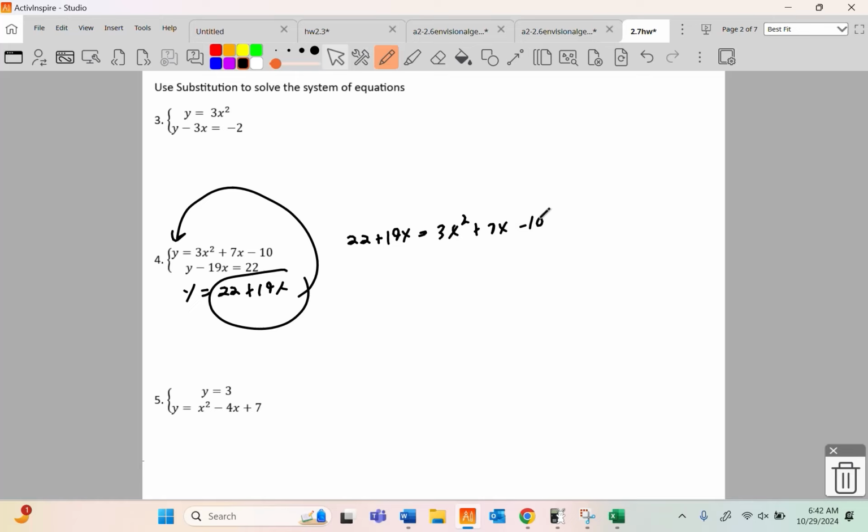I'm going to do a shift right because I want to keep 3x squared positive. 7 minus 19 is negative 12x. Negative 10 minus 22 is negative 32. That one stands a chance of factoring, I think. Let's see, 32 would be things like 2 and 16, or maybe 8 and 4.